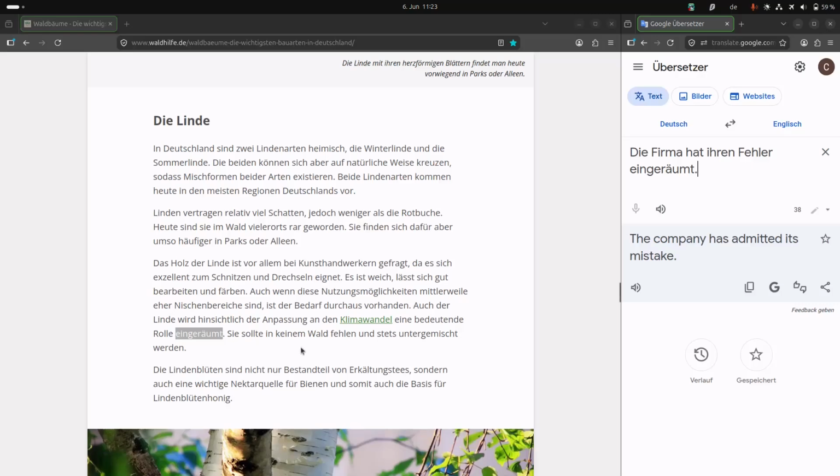So, sie sollte in keinem Wald fehlen und stets untergemischt werden. Sie sollte, she should, basically. So it's kind of a past form, but we mostly use it kind of as the, what was it again? The conjunctive, I think. So yeah, I think it's the same in English, that in English the original form is shall, but nobody uses it as that. Everybody just uses should. But I don't know. I hope it's correct, but I think I heard that somewhere.